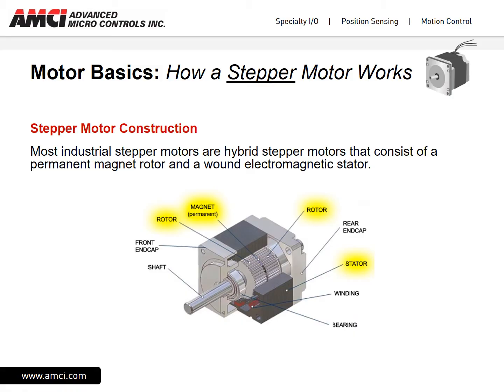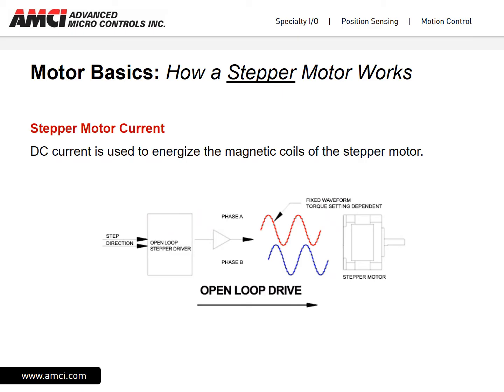Now when we look at the stator, we see it also has the same tooth construction. It is this tooth construction that gives us the individual steps of the stepping motor. DC current is used to energize the magnetic coils of the stepper motor. To energize the electromagnets of the stator windings, a DC current is applied to the stator. This will energize the magnetic coils of the stator, causing the rotor to align to the magnetic field of the stator. This DC current is applied to the motor from a stepper driver. The stepper driver controls the current level and the rate of change within the stator windings.